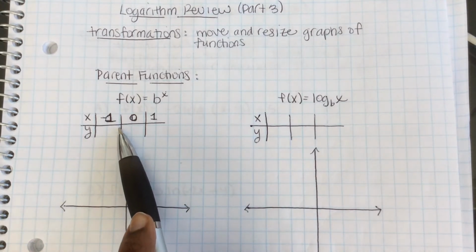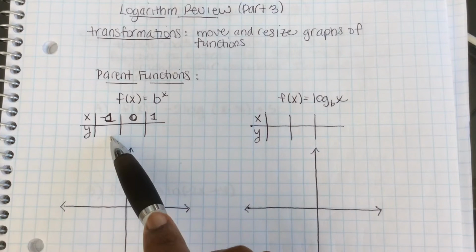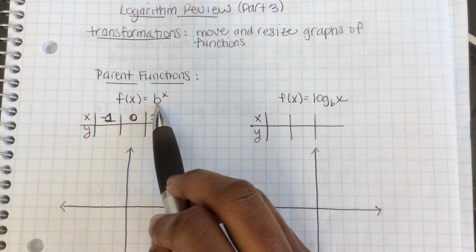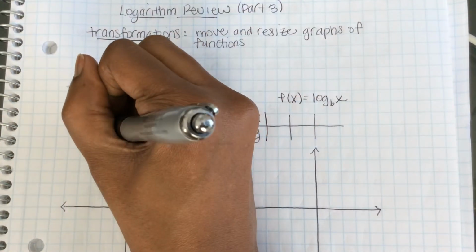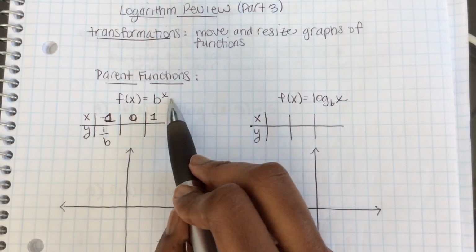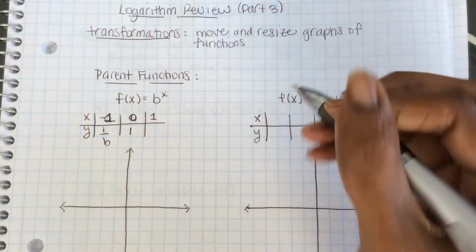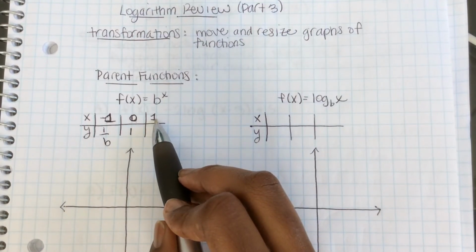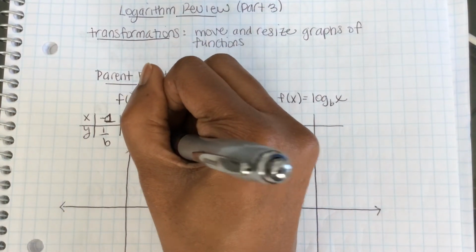So I've set up a table plugging in x and y values. So if I plug in -1, b to the -1 is 1 over b. If I plug in 0, b to the 0 is 1. And if I plug in 1, b to the first power is b.